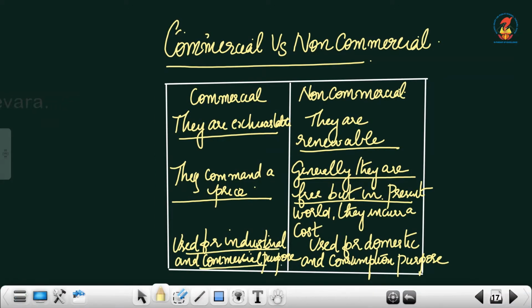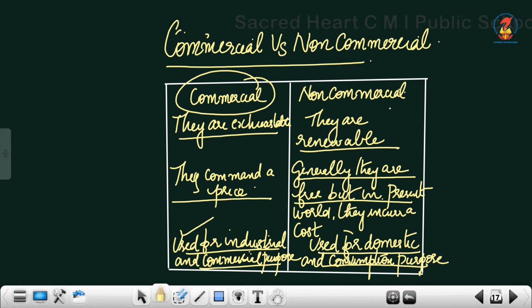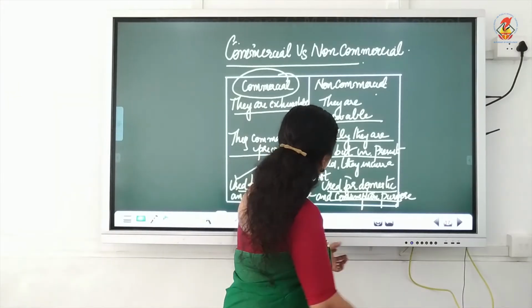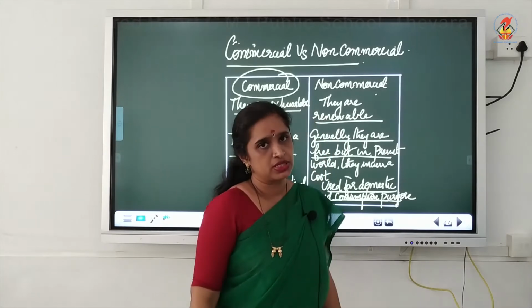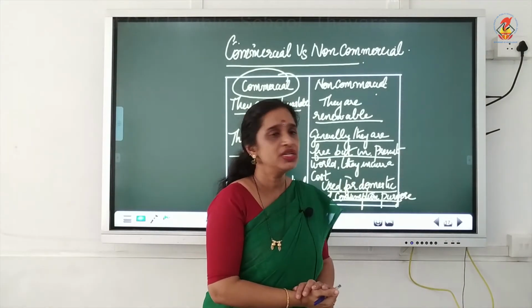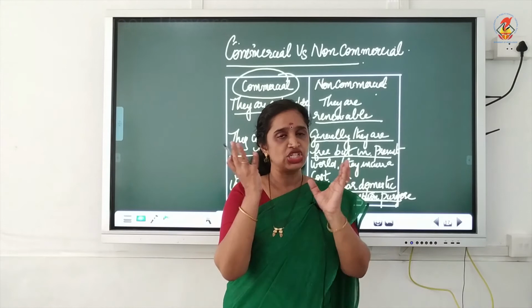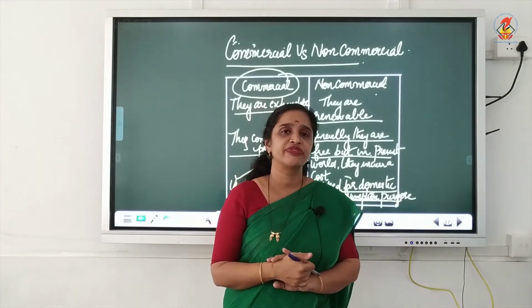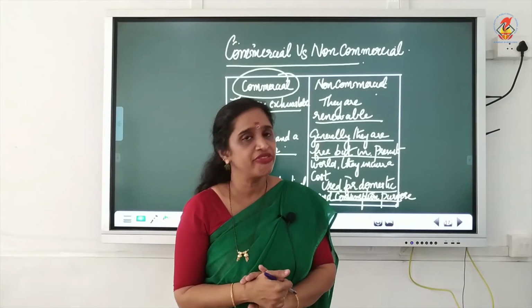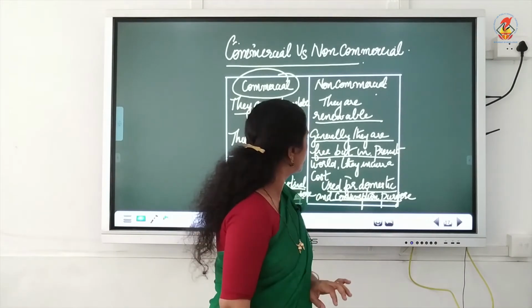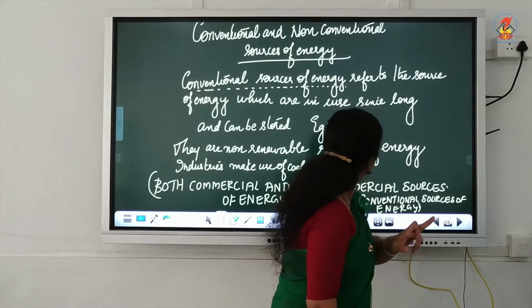Then used for industrial and commercial purposes. Commercial sources of energy are used for industrial and commercial purposes, but non-commercial sources of energy are used for domestic and consumption purposes. Non-commercial, like firewood, cow dung, they are used for domestic and consumption purposes, household purposes, but the other one is used for commercial purposes and industrial purposes. So in a nutshell, we can differentiate commercial sources of energy and non-commercial sources of energy as follows. Okay, I hope it is clear to you.